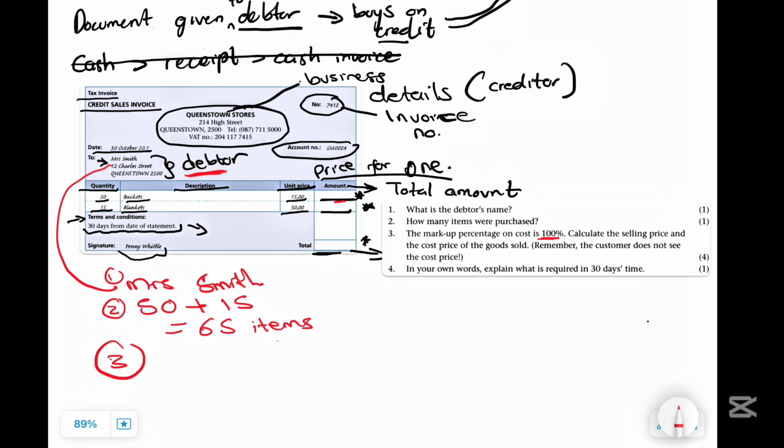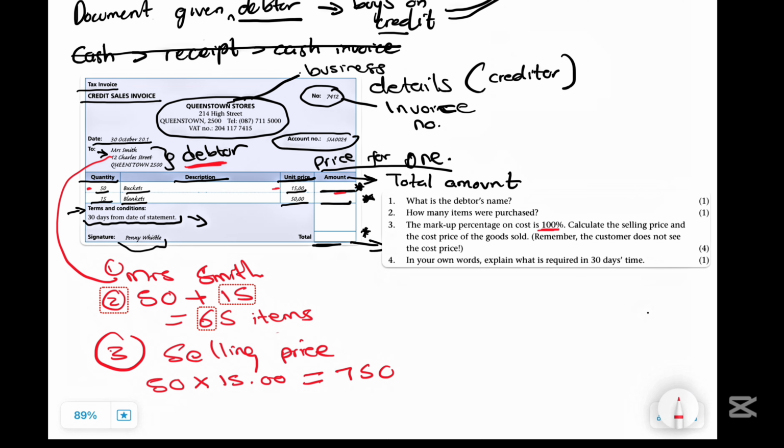So I'm going to start with the selling price. Okay, so obviously the selling price of the buckets. So this person, Mrs. Smith, bought 50 buckets at 15 rands each. So what you're going to do is just say 50 buckets at 15 rands each. It's going to give you 750. So it means this person owes us 750 for the buckets.